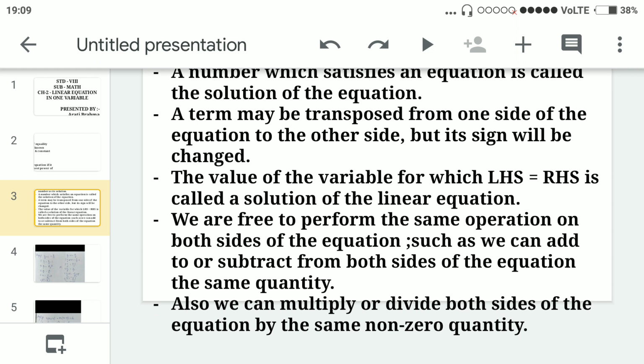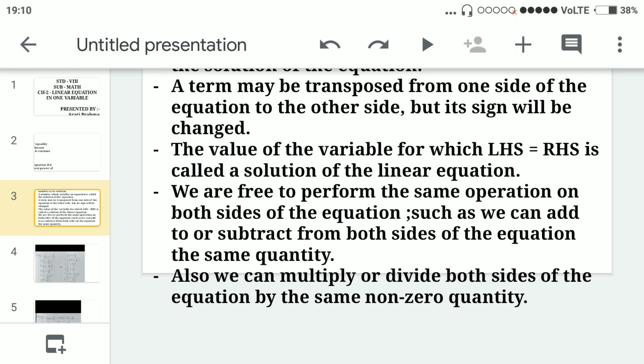Symbol must be changed means what? If on the left hand side the symbol of the number is positive, when we change it to the right hand side, the symbol will be negative. Similarly, if it is multiplied on the left hand side, on the right hand side it will be divided, and if it is negative on the left hand side, it will be positive on the right hand side, and if it is divided on the left hand side, it will be multiplied on the right hand side. Same rule for right hand side to left hand side.